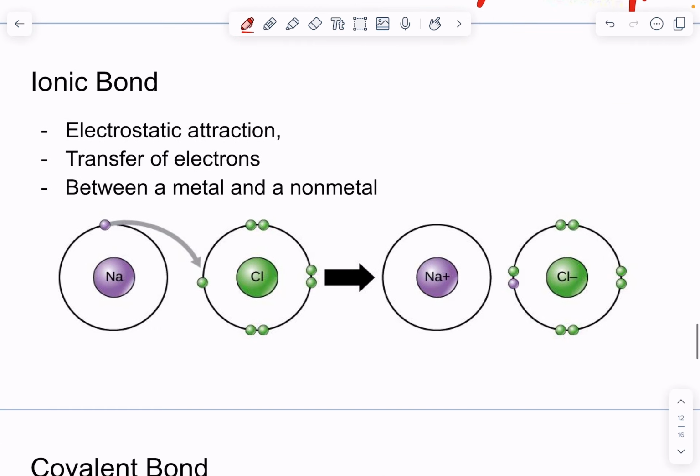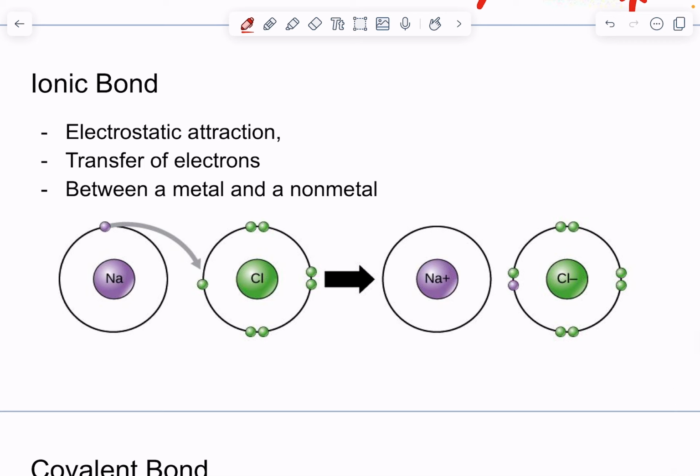Ionic bonds are considered an electrostatic attraction between the positive and negative parts of these atoms. This happens because they transfer electrons, and these bonds happen between metals and a nonmetal.